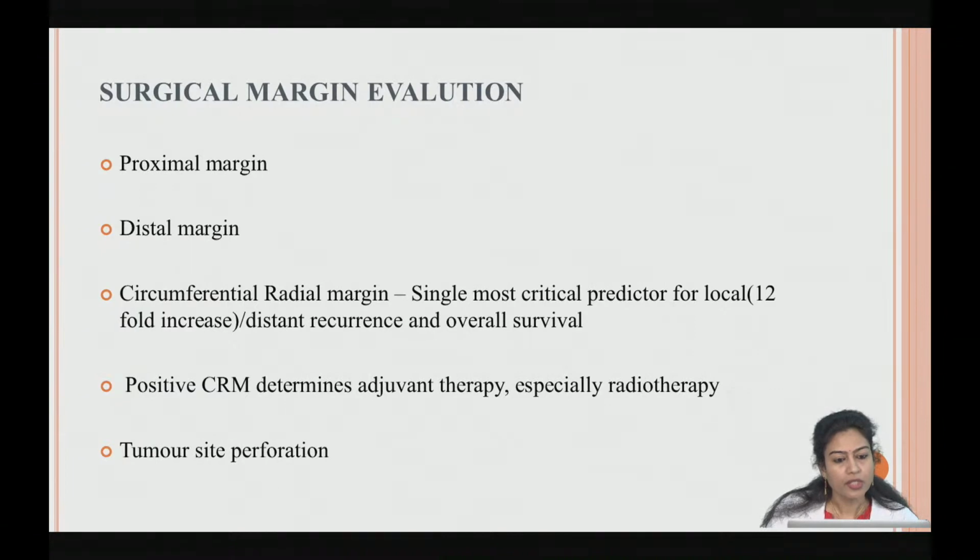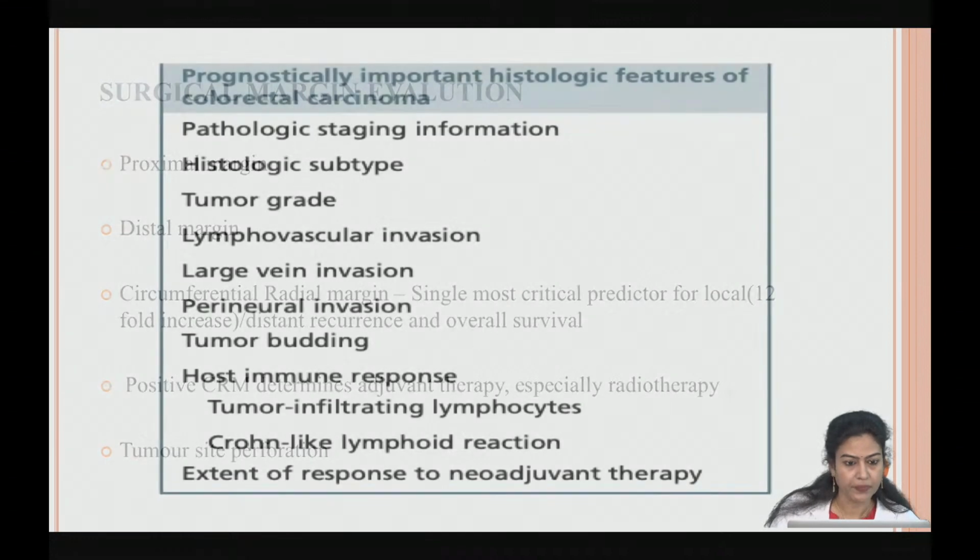The surgical margin evaluation is not only the proximal and distal, but it's the circumferential radial margin, which, as I said, is the most important predictor for local recurrence. A 12-fold increase in recurrence is seen in many studies wherever you have a positive circumferential radial margin, and it also gives a clue about the distant recurrence and overall survival rate. And a positive circumferential margin determines further adjuvant therapy, particularly whether the patient requires further radiotherapy.